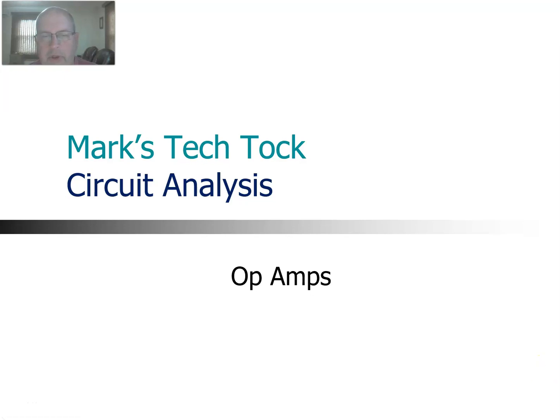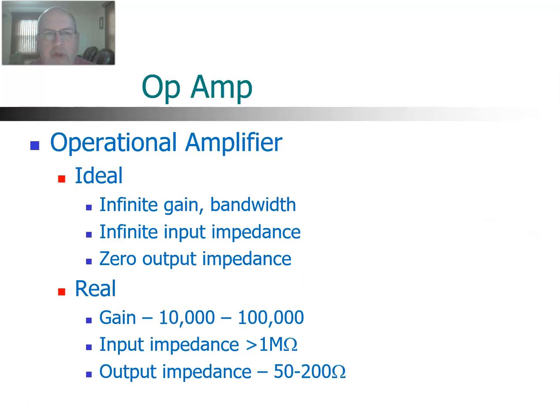In this video, we're going to introduce op-amps. Op-amps is short for operational amplifier. And operational amplifiers can be constructed with discrete transistors or even vacuum tubes. Most often today, they are an integrated circuit.